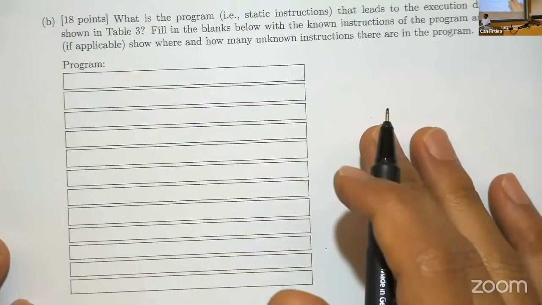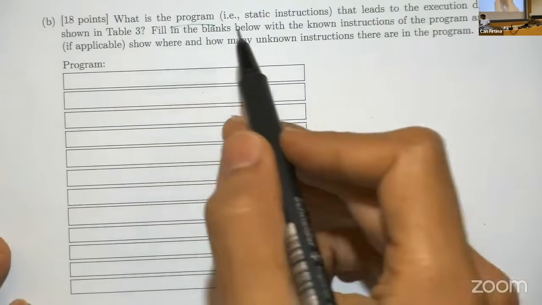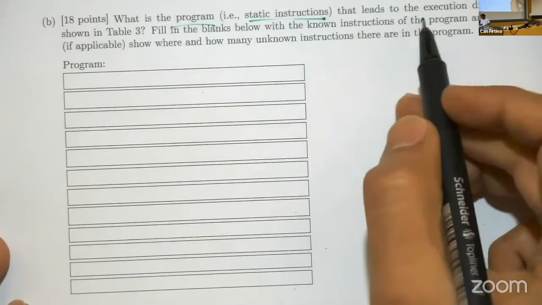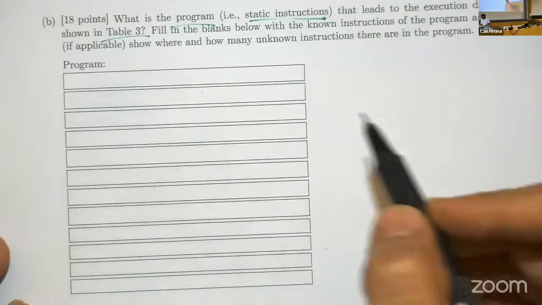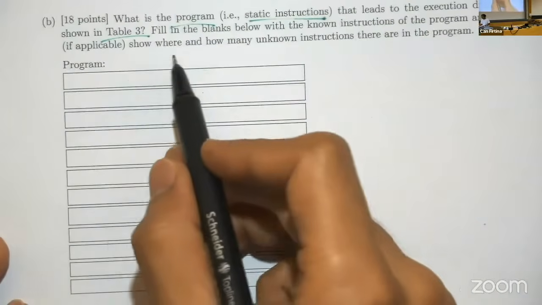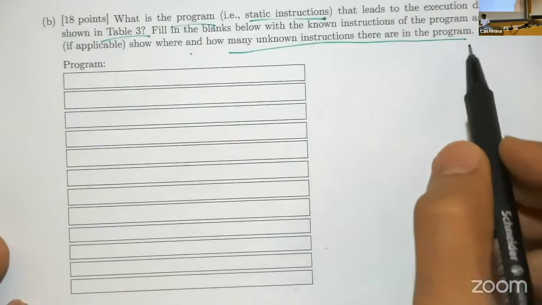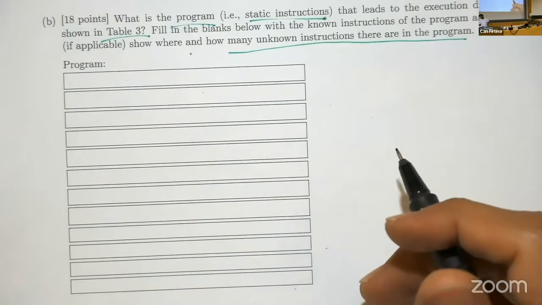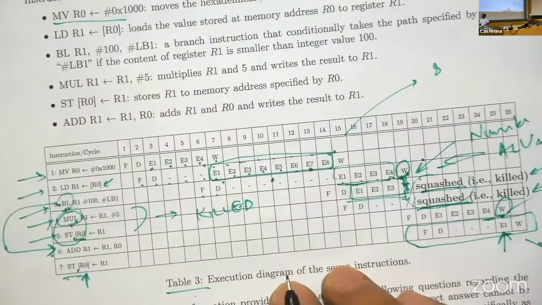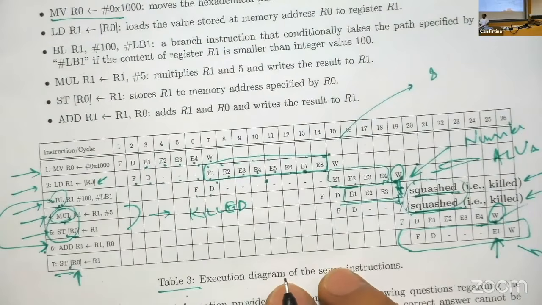Read the instructions carefully. What is the program, starting with the instructions, that leads to the execution diagram shown in table 3? Fill in the blanks with the known instructions of the program and also show where and how many instructions there are in the program. The question asks us to read the execution diagram and try to predict what the original program was.